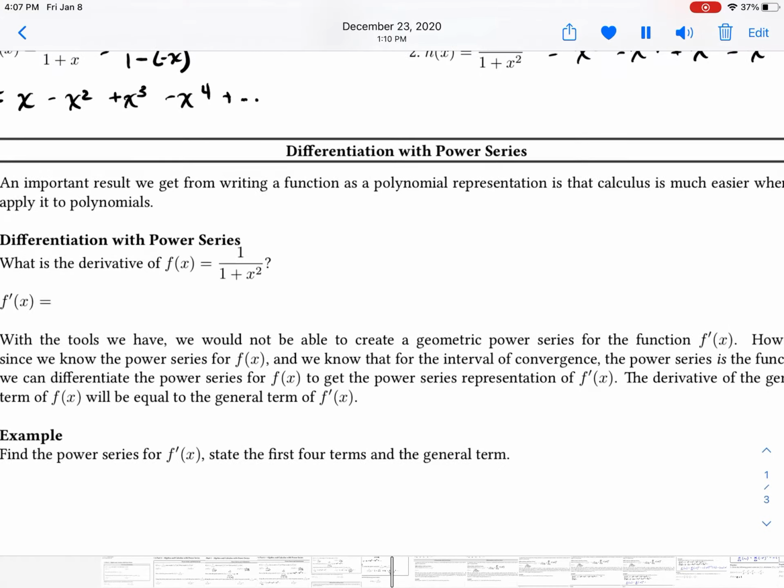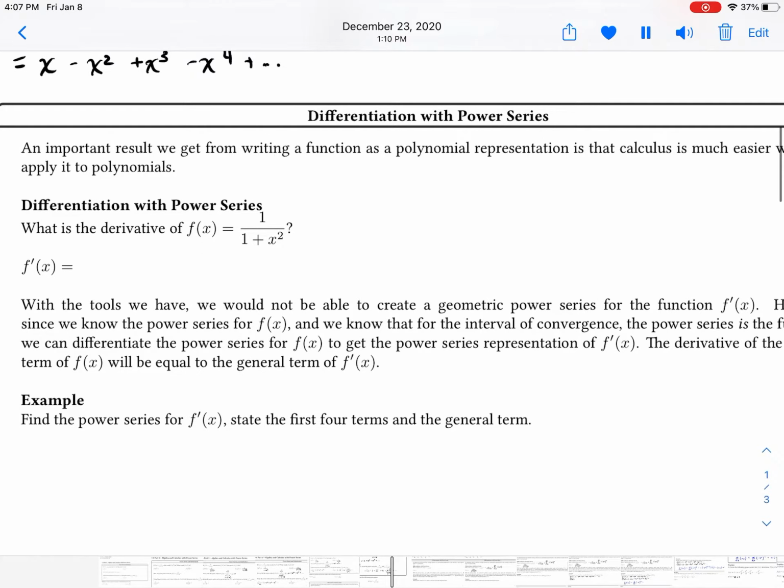So let's start with 1 over 1 plus x squared. So asking ourselves the following: what is the derivative of 1 over 1 plus x squared? Well, those of you who know me know that we're going to have to likely use the quotient rule here.